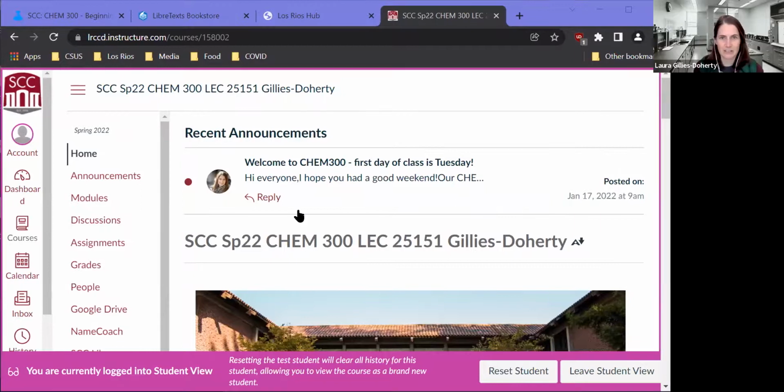So when you click on our class, you should go to the front page here. And the main parts you're going to be looking at as a student are announcements, shown here on the left, modules, discussions, assignments, and grades. And if you ever want to find other people in the class, you can click on people here to find email addresses and get in touch with each other. So let's go to modules. That's the main part of the class.